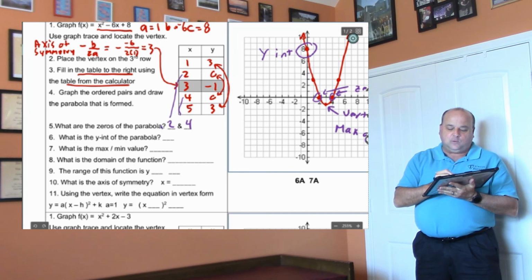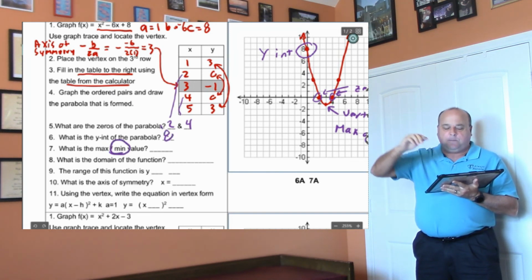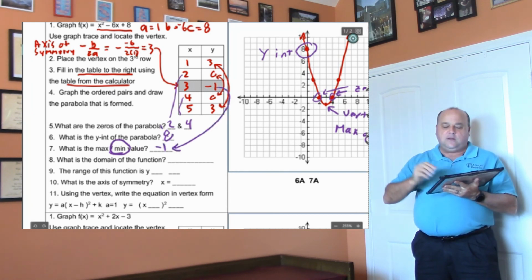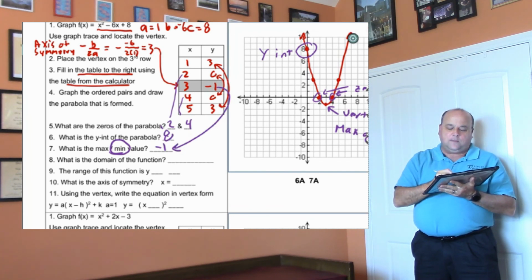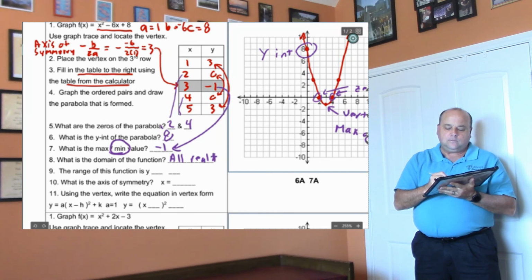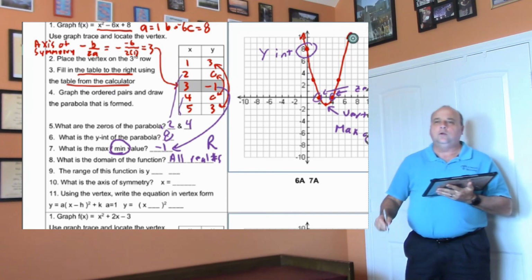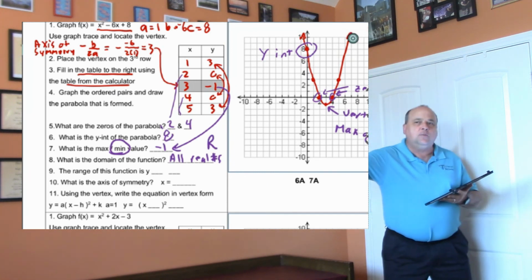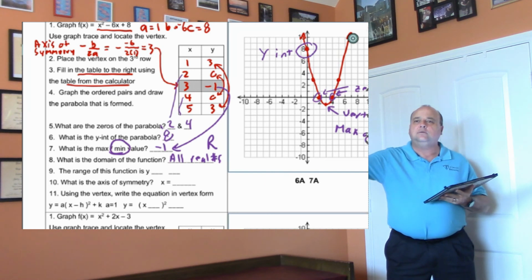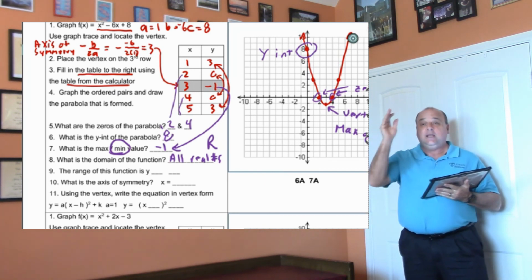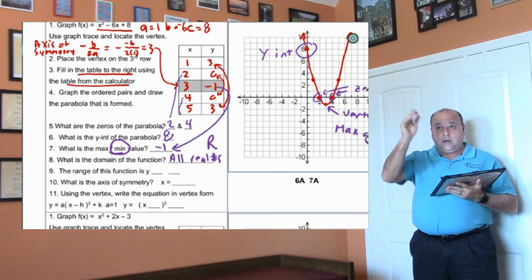The y-intercept was 8. The max or the min, it is a minimum value because it's the bottom, and the minimum value is that number right here. The domain of the function, if it's a graph, the domain will always be all real numbers, or they use R, okay? The R stands for all real numbers. The reason why is you can put any x you want into that equation. So any x is going to satisfy that equation if it's a graph like this. In real life it won't be.